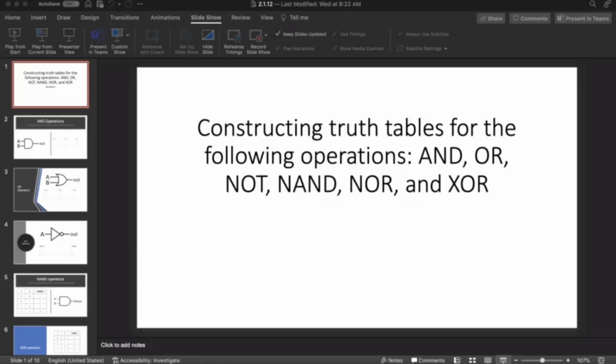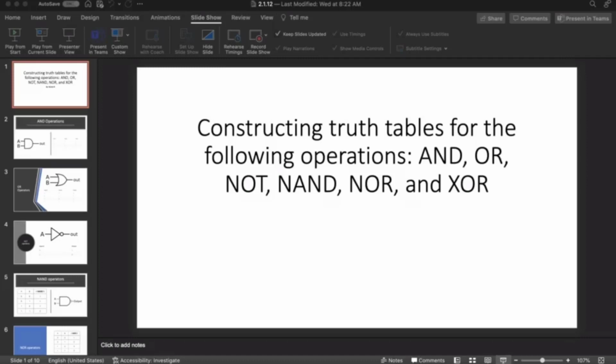So for an AND operation, in order for the output to be true, both inputs must be true. As we can see here, inputs A and B for the first three columns are not both true, therefore giving an output of 0. However, in the last column, both inputs are true, therefore giving an output of 1.